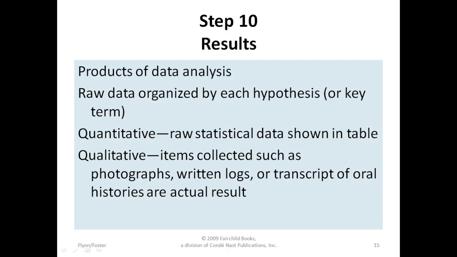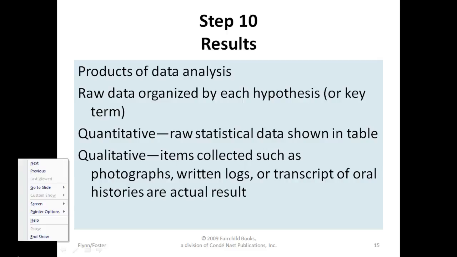Now we'll look at step 10, which is results, and that's the products of the data analysis, and this is where the raw data is organized by each hypothesis. In quantitative, you'll have raw statistical data shown in tables, and in qualitative, you'll have photographs, written logs, transcripts, and oral histories.